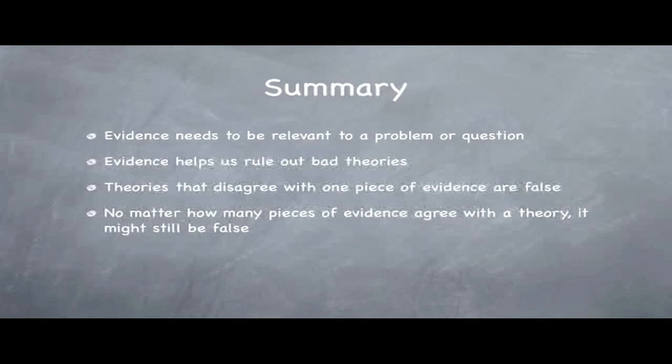So here's the main points to remember. We need to have some question in mind first, and then our evidence comes in second. Then the evidence can help us answer the question. As we saw, even if all the evidence agrees with a theory, it could still be wrong. But if one piece of evidence disagrees with a theory, then that theory is ruled out.